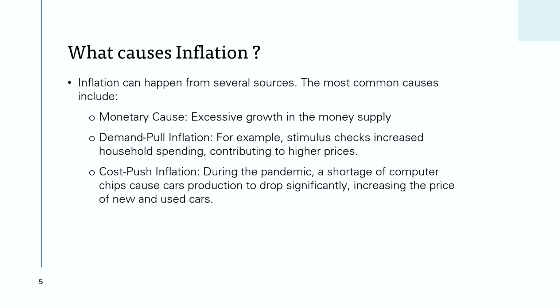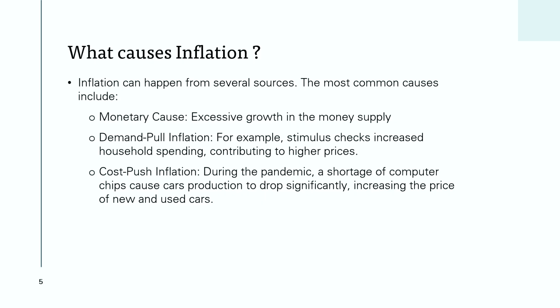Second is demand pull inflation. This happens when consumers have more money to spend. For example, in the pandemic era, stimulus checks increased household spending, pulling prices up.